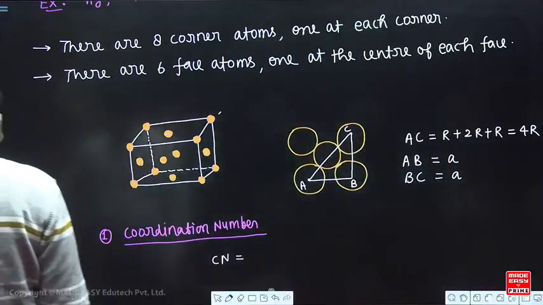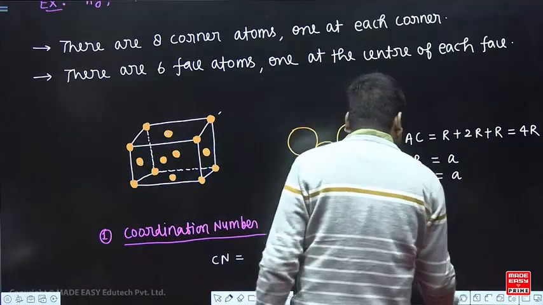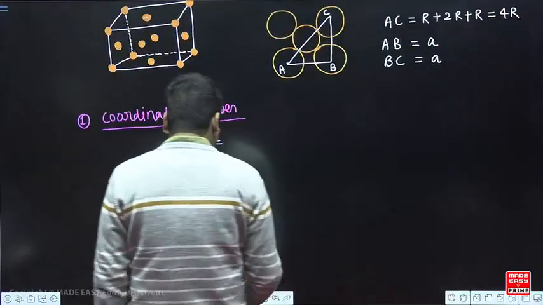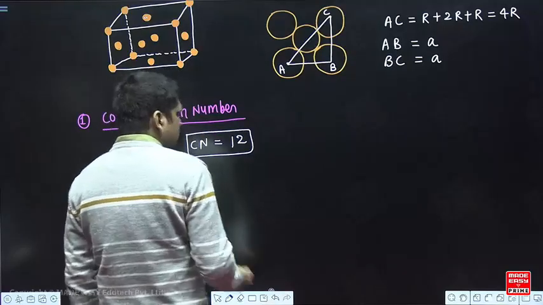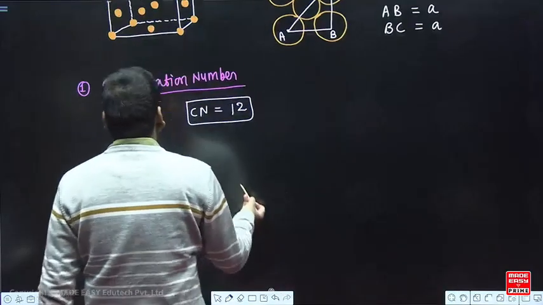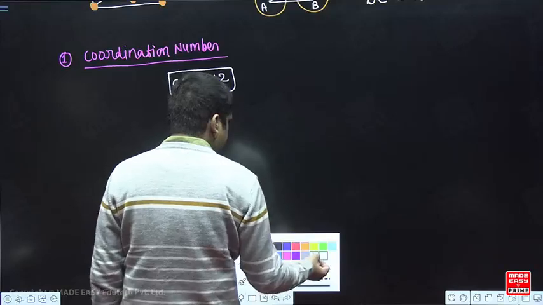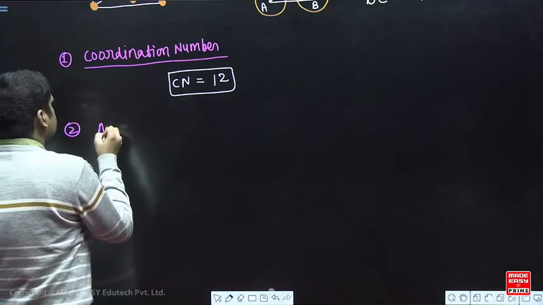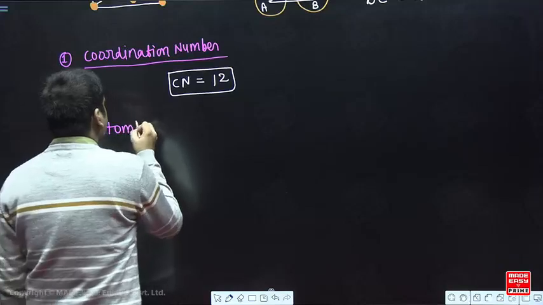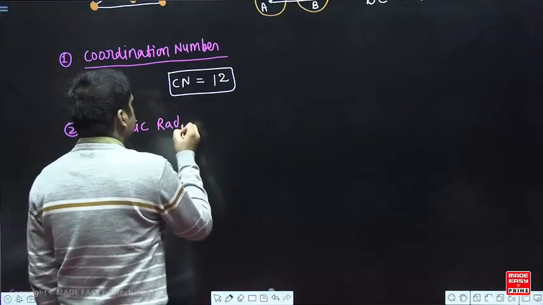So there are 12 nearest neighbors in the FCC. Then let us come back to effective number of atoms. Second one, radius. First let us calculate atomic radius.